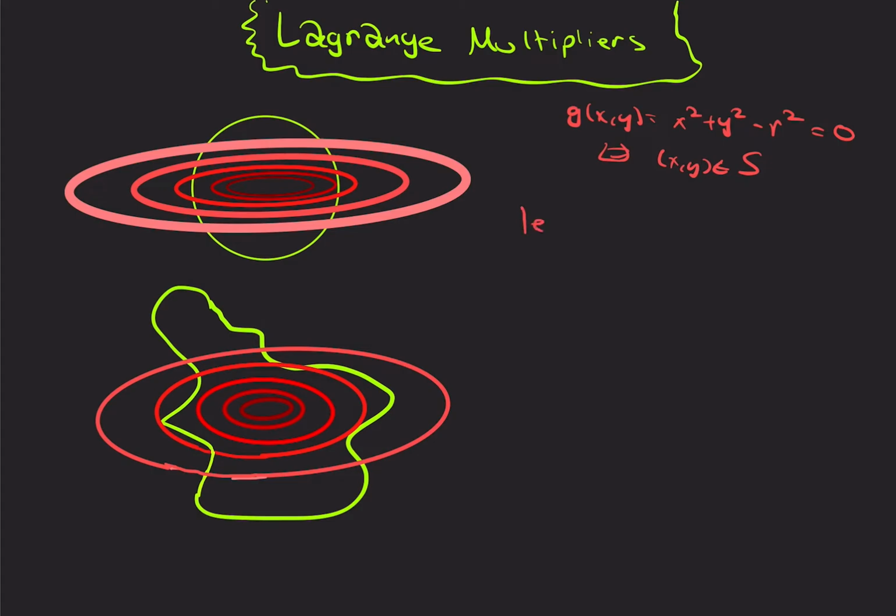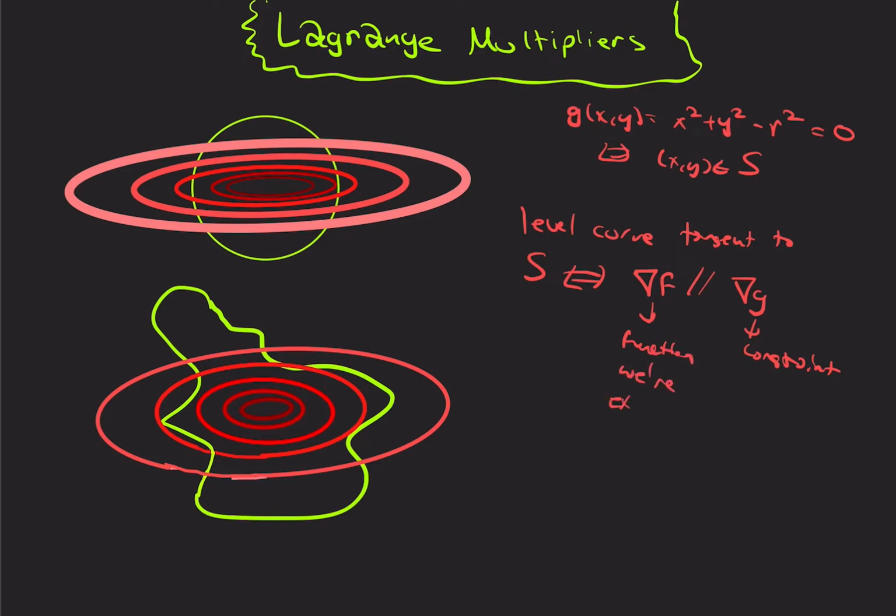Okay, so the level curve is tangent to S, and that is satisfied whenever the gradient of F is parallel to the gradient of G, where G is the constraint curve, and F is the function we're extremizing.